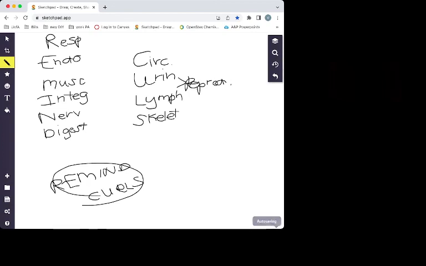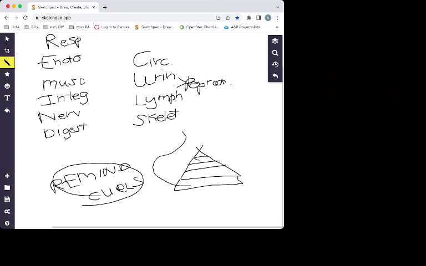If you're looking back at that pyramid type diagram, the chemicals and then the cells, tissues, organs, and then down here we have organ systems. That's where all of these come from. These are all examples of organ systems. So that is a good way to help you remember all of the organ systems throughout our body.